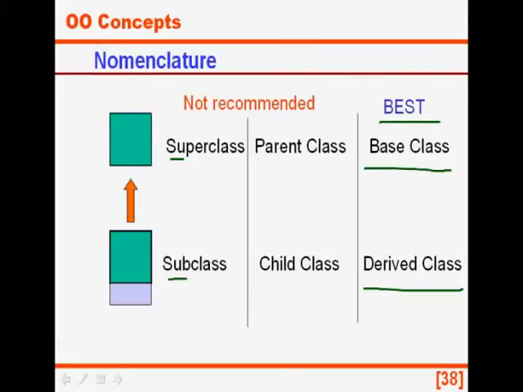Somehow we get the idea that the superclass is bigger and the subclass is smaller. And similarly, when we use the words parent class and child class, we get the idea of a big parent and a small child. While in fact, the base class is smaller than the derived class, because in the derived class we have all the functionality of the base class plus the additional functionality of the derived class. So in terms of the code and the number of functions, the derived class is larger than the base class. So we really recommend the use of the words base class and derived class when talking about inheritance.